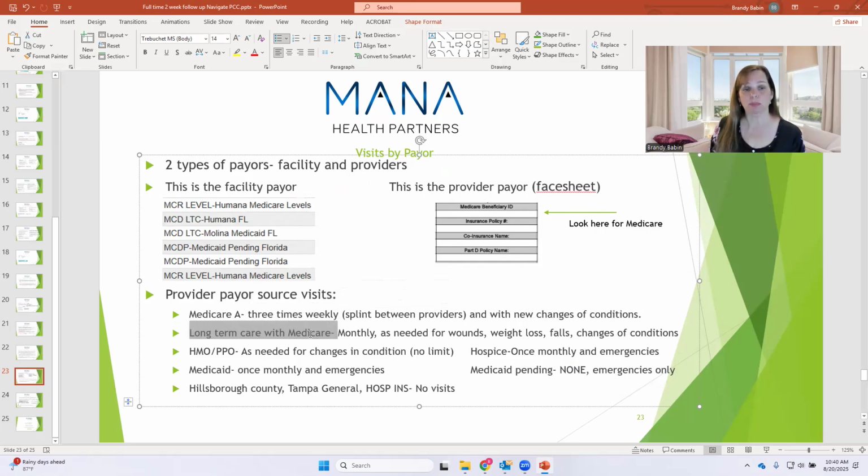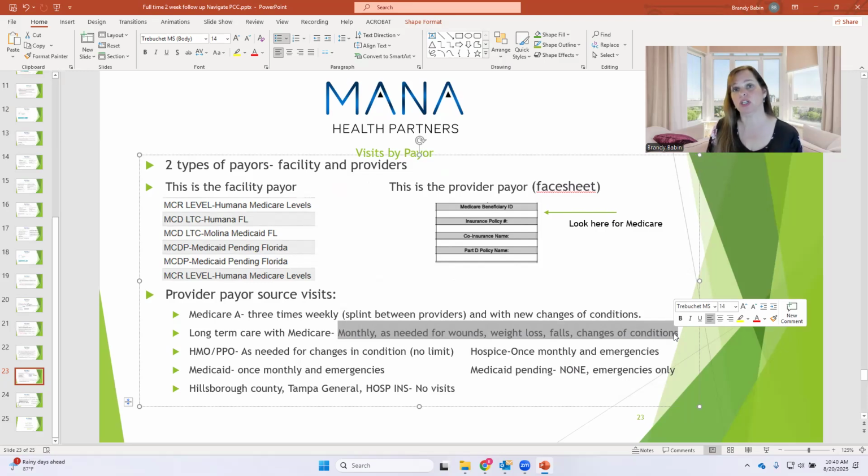So a long-term care patient, but they've got Medicare. These could be the Medicaid long-term care. They could be Medicaid pending. It doesn't matter what their status is. If they've got a Medicare beneficiary ID, you can see them every month. And then for any other issues: for wounds, for weight loss, for falls, for changes of condition, for new skin issues, anything you could see them for that is medically necessary.